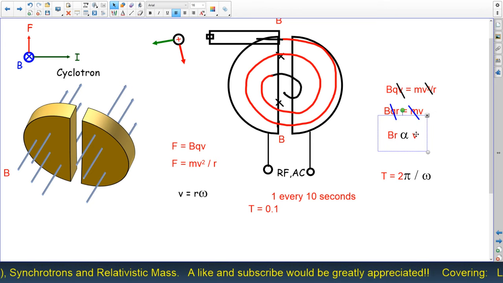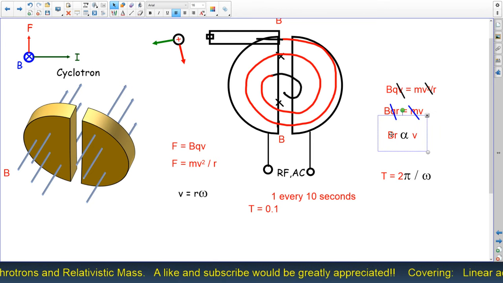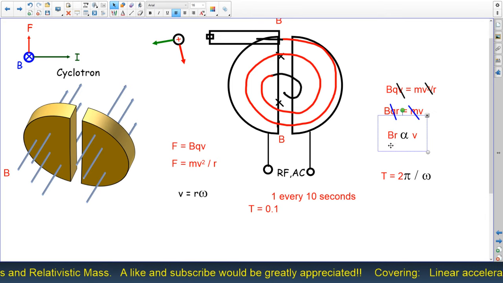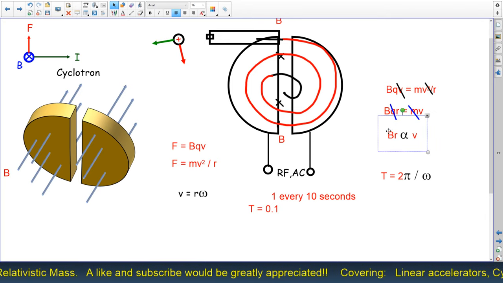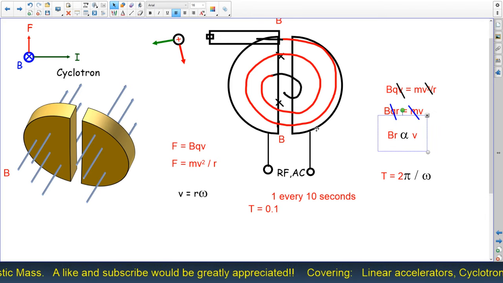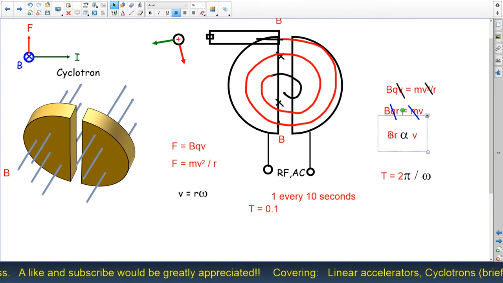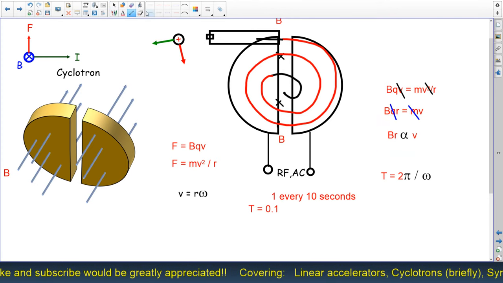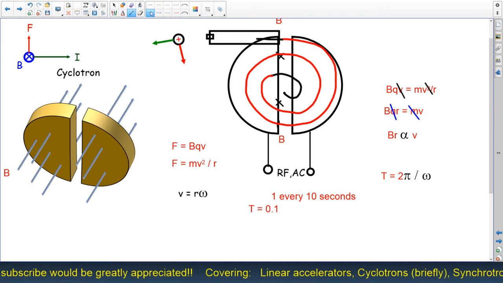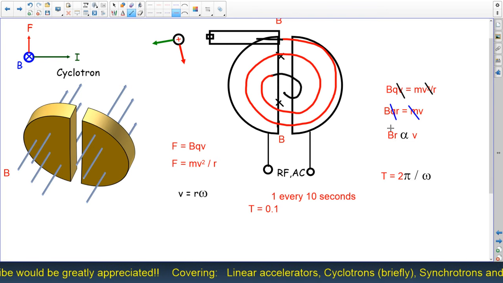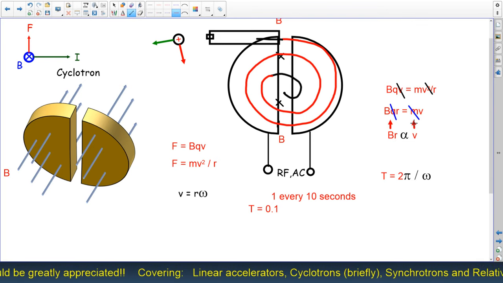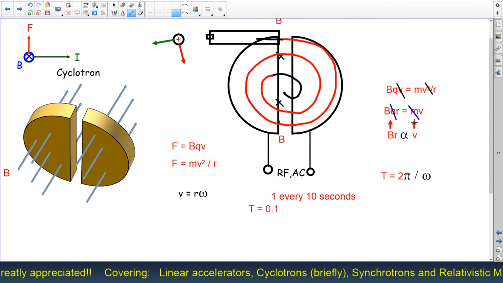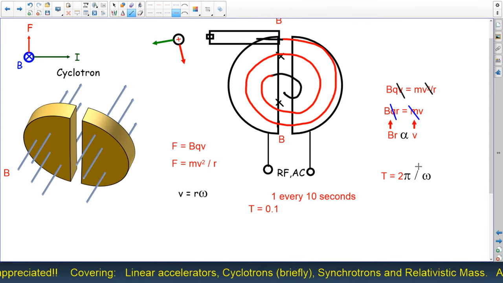Now, I don't mean gradually. If I double V, I'm going to double B. And we're going to top out in terms of our ability to use huge magnetic fields because of just the mechanical difficulties of making really strong magnetic fields. But we've got a way forward here. We could improve the design of this system in a heartbeat by just saying, as V goes up, let's increase the strength of our magnet.